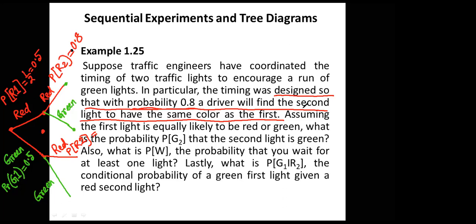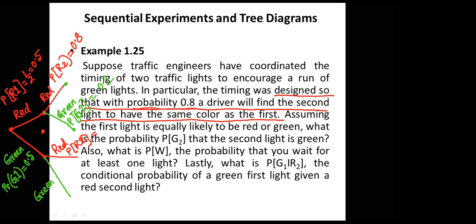Remember one thing: the second light probability is 0.8 when its color is the same as the first one. You understand? Look at that. This probability is for the second light to have the same color as the first. The second light color can be red or green. So which one is 0.8? The one whose color is the same as the first one. That is 0.8. So if that is 0.8, the green will be 0.2. So the probability of G2 is equal to 0.2.